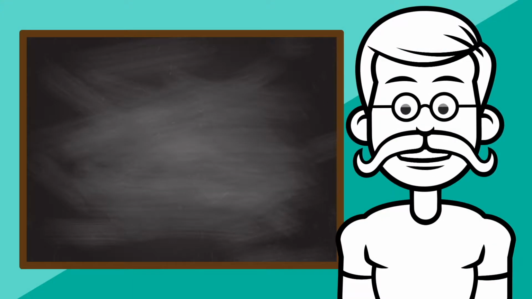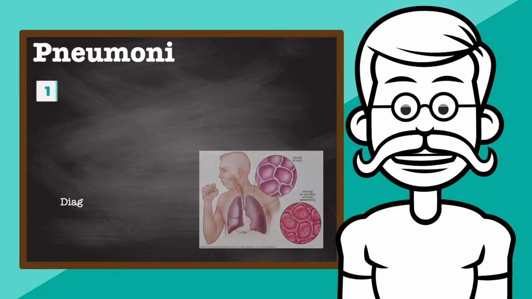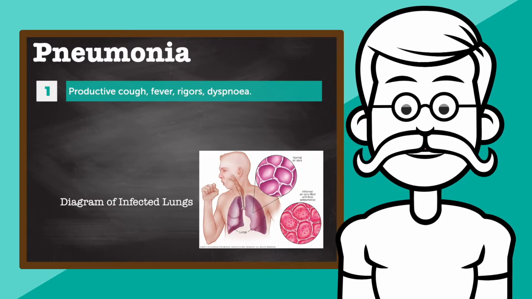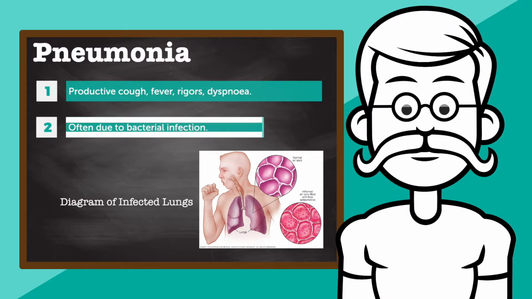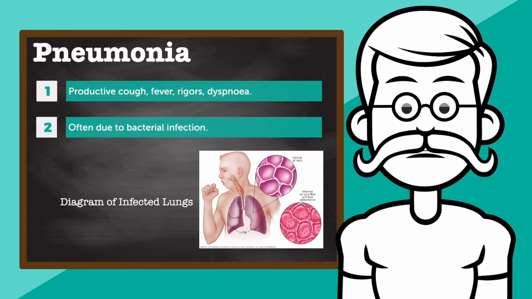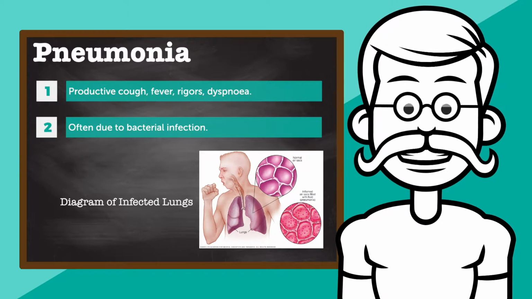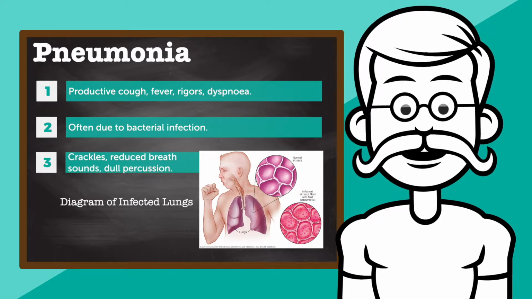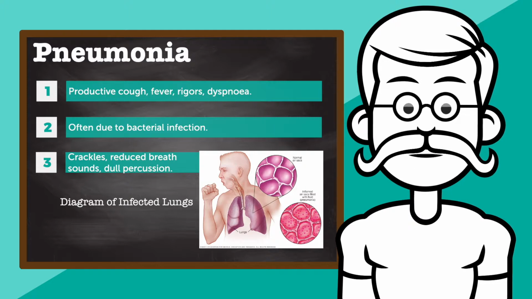Now, let's start with pneumonia. Patient normally presents with a productive cough, dyspnea, fever, rigors, and just general illness. It's most commonly due to a bacterial infection. And when you listen to their chest with your stethoscope, you'll find some crackles and hopefully some decreased breath sounds and some slightly duller percussion.